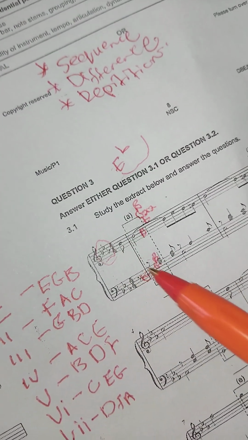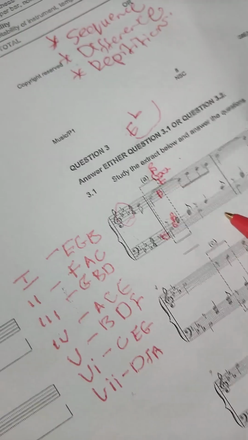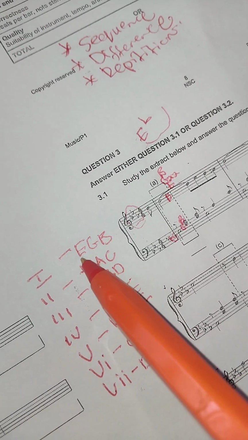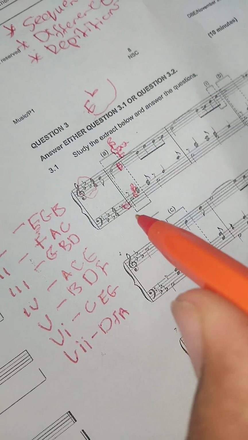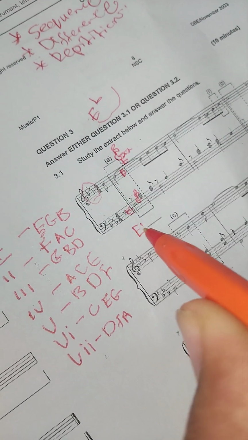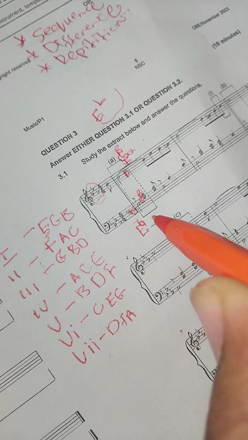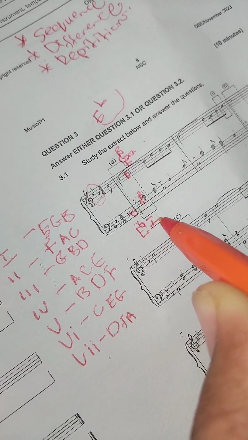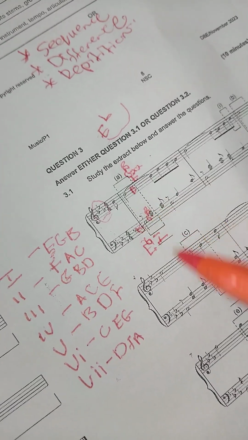Then we check which chord is between E G B. It's the first chord there, E G B. So meaning you write E flat, and you write 1. So meaning this chord is the tonic chord.